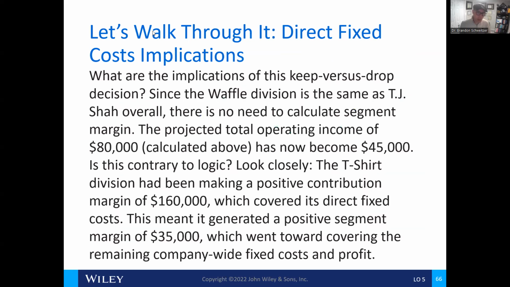So based on the logic and looking at the data that we've seen provided, projected operating income of 80 is now 45. Does it make sense? That's the situation that we're dealing with.